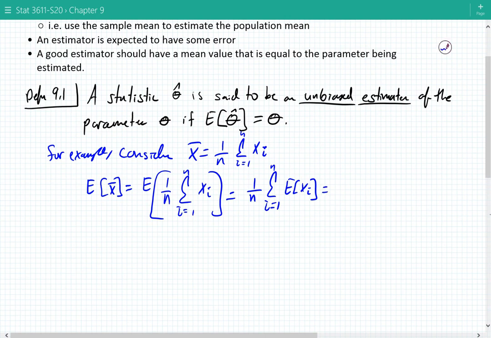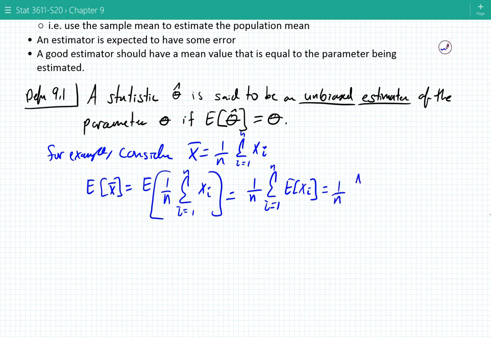And, well, what's the expected value of x? Well, if x comes from a population, and the population has some mean mu, by definition, the expected value of a random variable x is mu. So we have the sum from i equals 1 to n of mu. This means we have mu plus mu plus mu. We have that n times. 1 over n times n mu. And so the n's cancel, and we just get mu. So the expected value of x bar is equal to mu. That's the population mean. X bar is an unbiased estimator of the population mean.